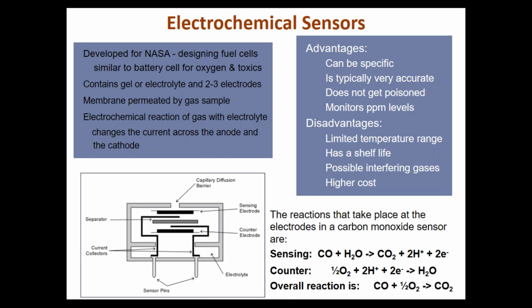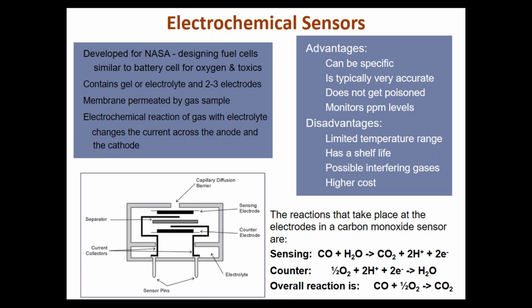Basically, an electrochemical cell is like a battery cell, except that it works opposite. It contains electrolyte, and it has sometimes 2 to 3 electrodes within it. It has a little membrane that prevents the electrolyte from oozing out of the cell, but allows gas to permeate across it. And the way it works is almost the opposite of a battery, where in a battery, we charge the electrolyte so that you can get free-flowing electrons out of the battery.